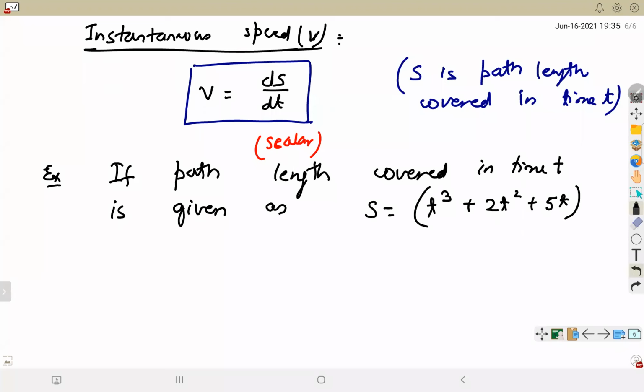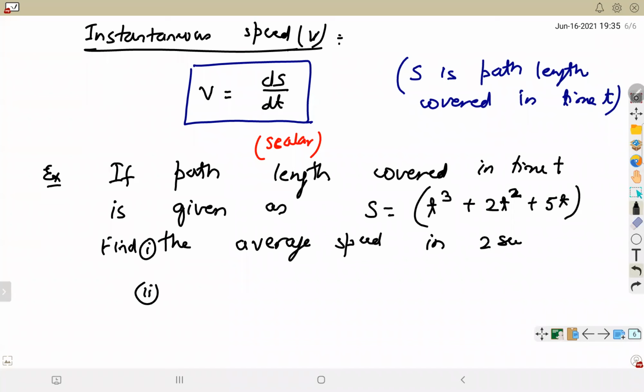So suppose the path length covered in time t is given as s is equal to t cube plus 2t square plus 5t. Find the average speed in t is equal to 2 seconds. Also find the speed at time t is equal to 2 seconds. So when speed at a certain moment we have to calculate, that is the instantaneous speed.